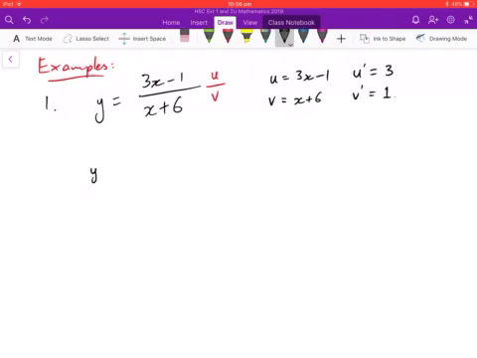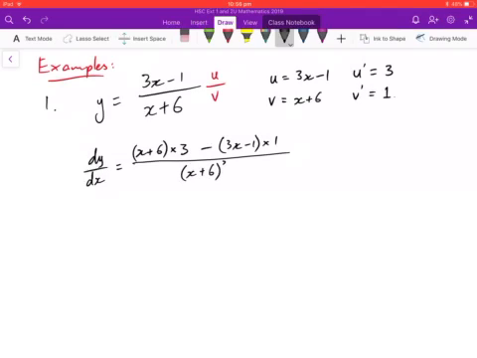So, y dash, let's use the proper notation. Well, it's not proper, but let's use the full notation. dy dx is equal to, so it's vu dash, so it's x plus 6 times 3 minus uv dash, 3x minus 1 times 1 over v squared, so x plus 6 all squared. As much as possible, the first step, you want to be just substituting directly in. Not trying to do too much manipulation at once, otherwise you're going to make errors as you go along.